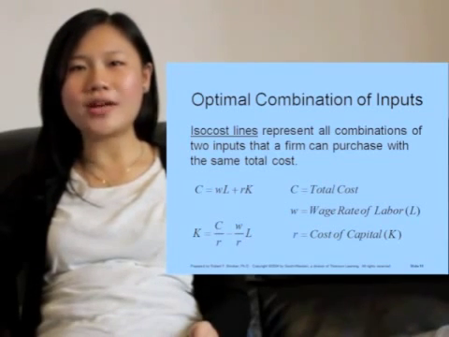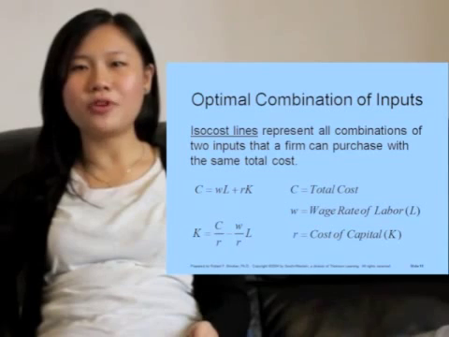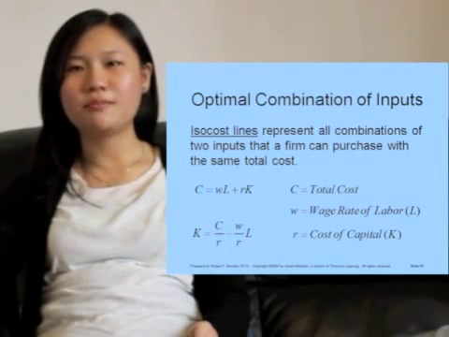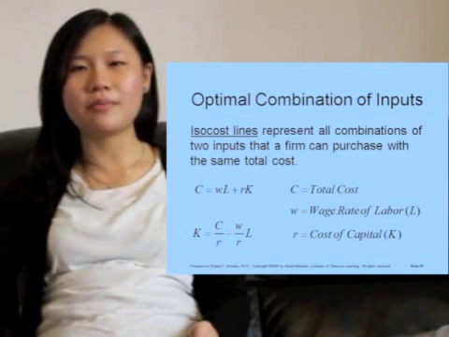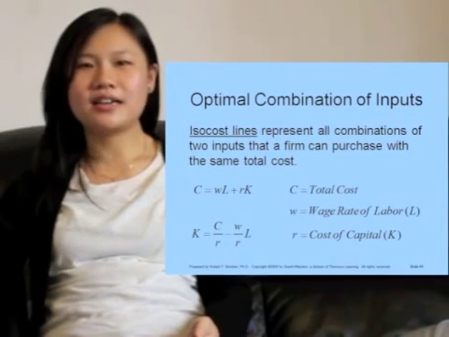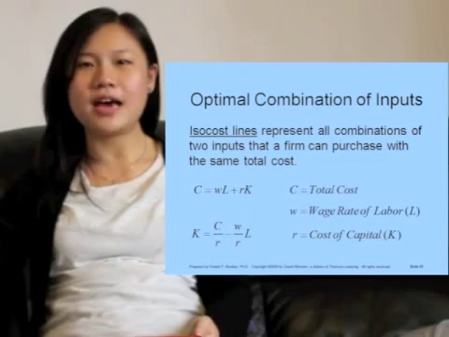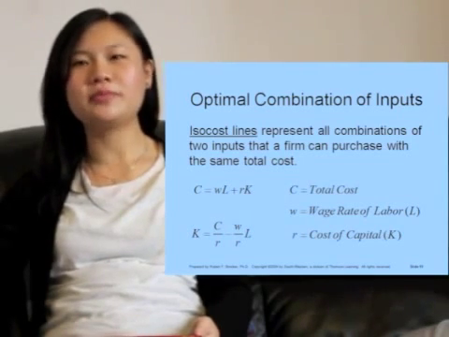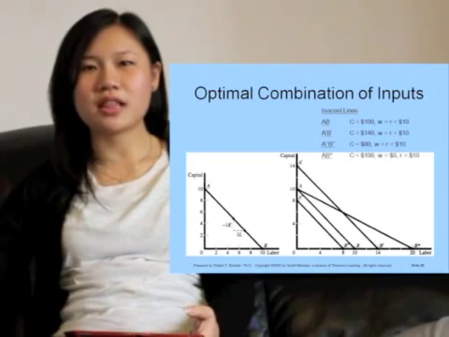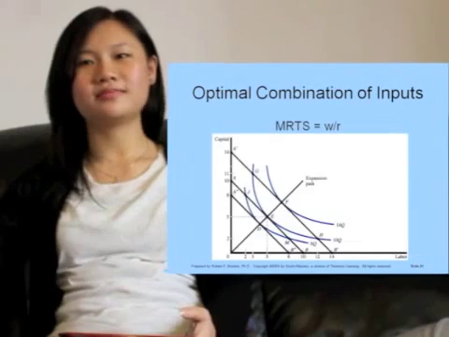Total cost equals wage rate of labor multiplied by the quantity of labor used, plus the rental price of capital multiplied by the quantity of capital used. C per R is the vertical intercept of the isocost line, and minus W per R is its slope. This is the example of isocost lines from different combinations of C, W, and R.